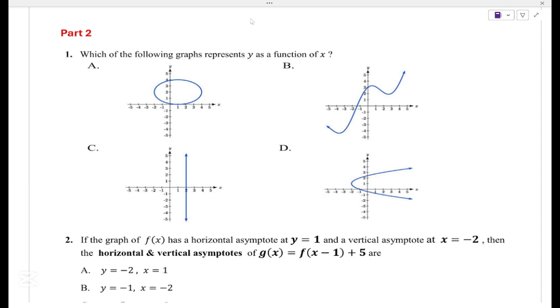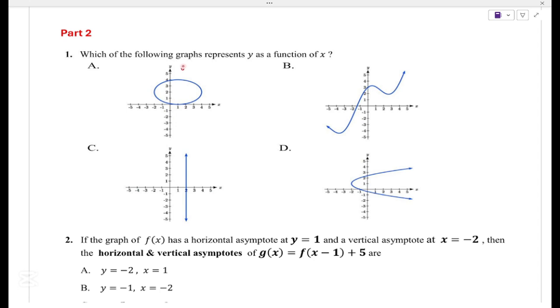For the part 2 of the multiple choice, question number 1, which of the following graphs represents y as a function of x? So here, to identify whether the graph is a function, we can use the vertical line test. When the vertical line intersects the graph in at most one point, it means it's a function. So let us try.